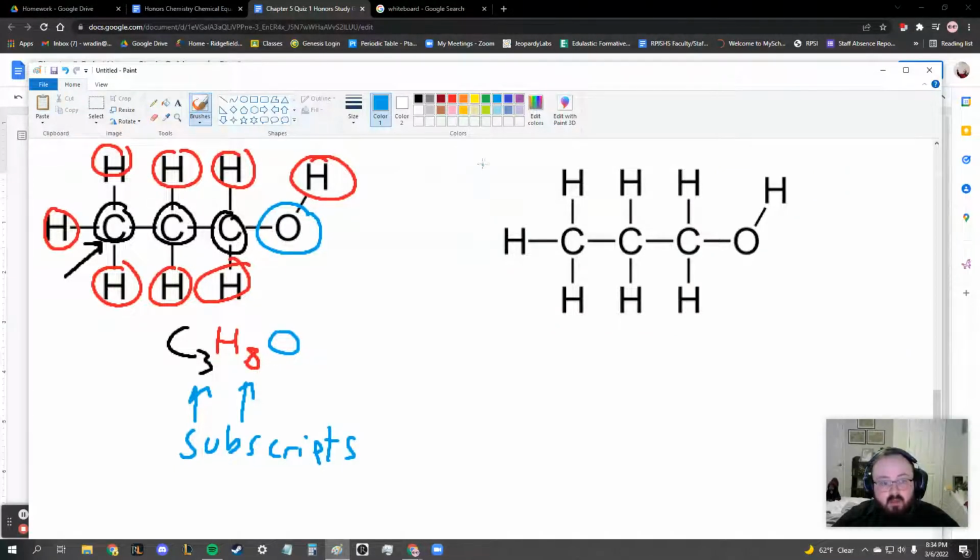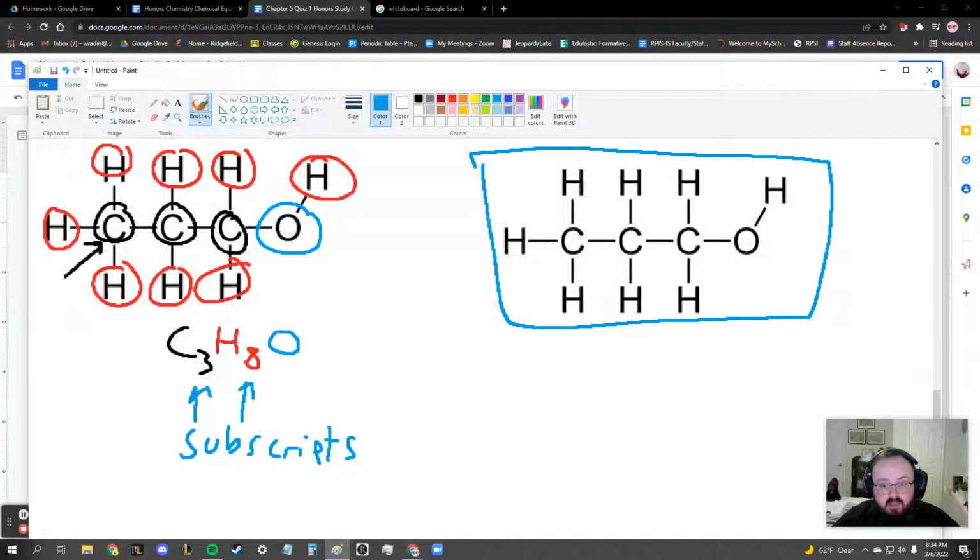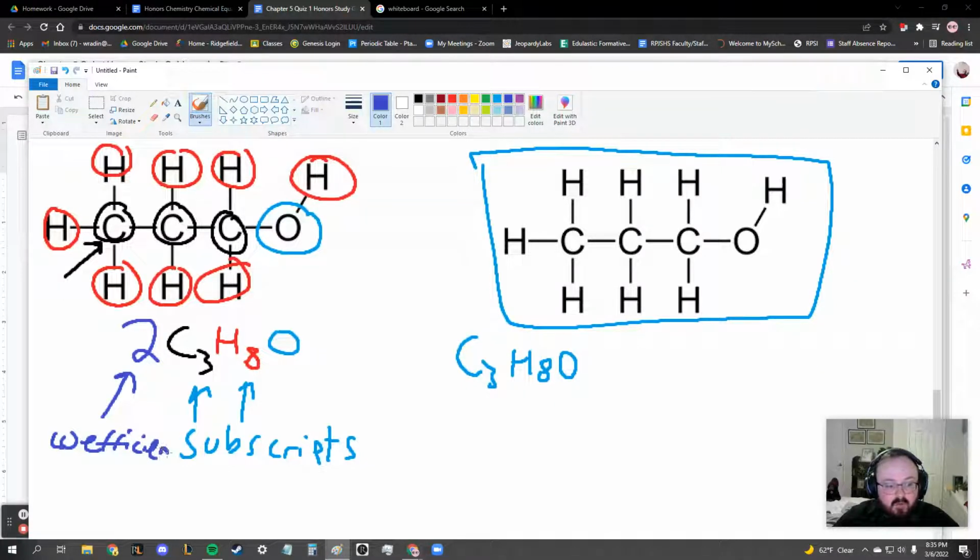Now, you might be asking, what is this thing over here? This is the same molecule. So instead of writing all this out, we could just also write C3H8O, same molecule. Or because there's 2 of them, we're going to put a 2 out in front. There's our coefficient, and this tells us that we have 2 of these molecules. Here's 1, and here's 2. So don't forget that coefficient.